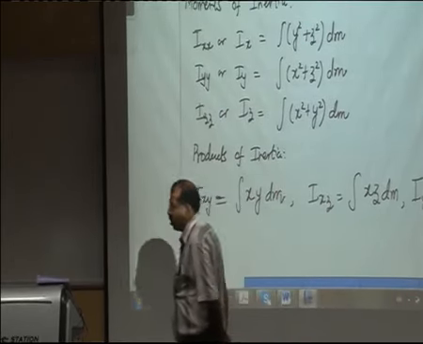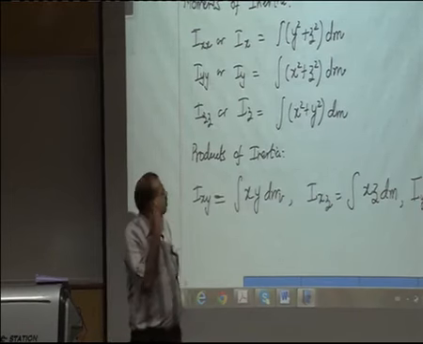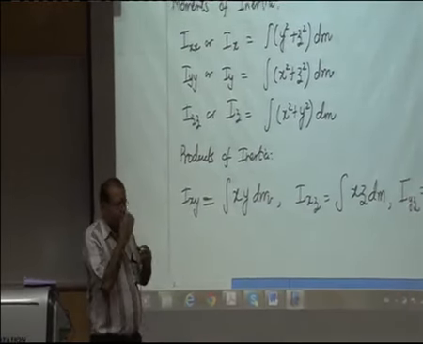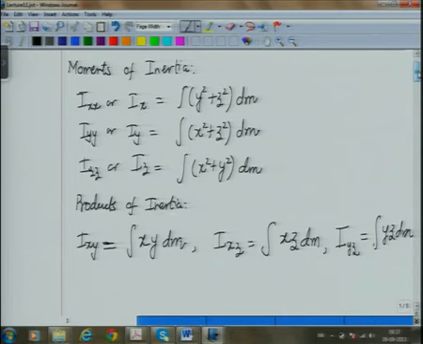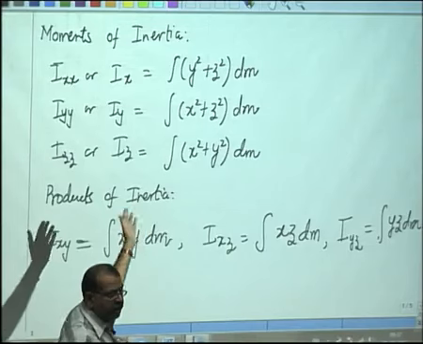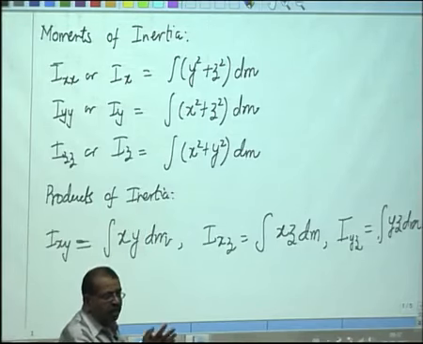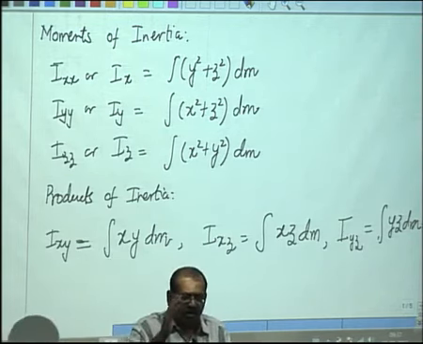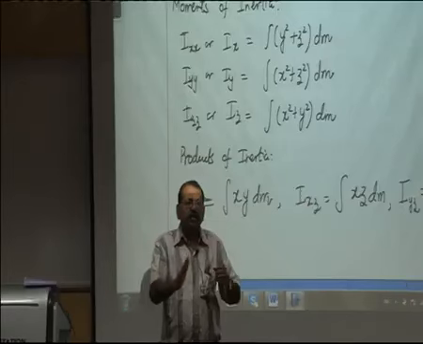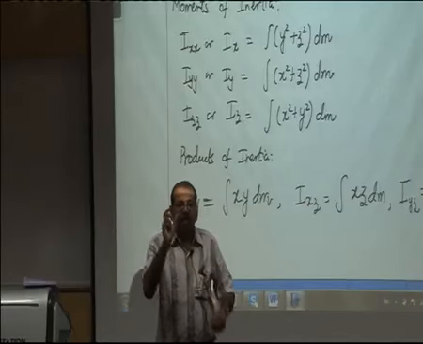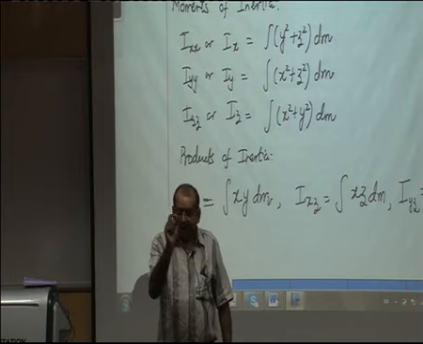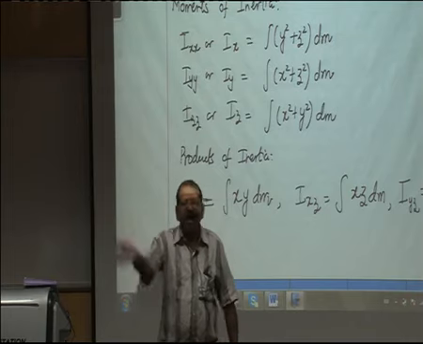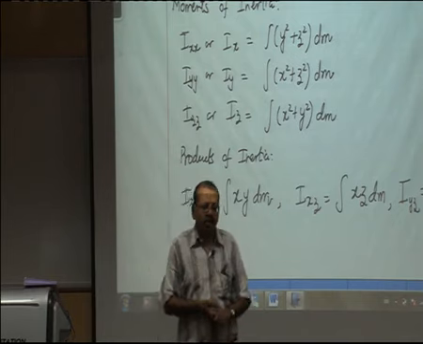So, last class we were talking about moments of inertia and products of inertia. We defined the moments of inertia as Ixx, Iyy, Izz, or some books use a single axis notation Ix, Iy, Iz, as the integral over each point which you take on the mass. Whichever axis you are taking the moment of inertia about, you take the square of the distance, multiply it by the mass, add it up for all the masses, that gives you the moment of inertia.